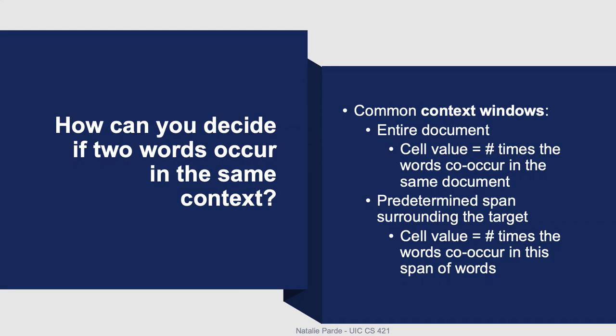Common context windows include the entire document, like what we use with Tf-Idf, or predetermined spans surrounding the target word. The size of that predetermined span is a bit dependent on the size of your corpus, and also the anticipated importance of long-range context for your specific task.